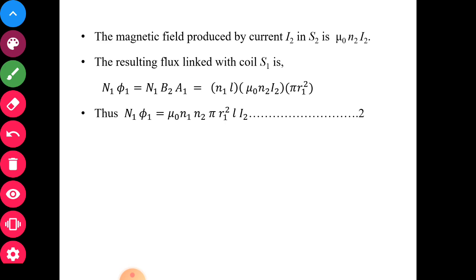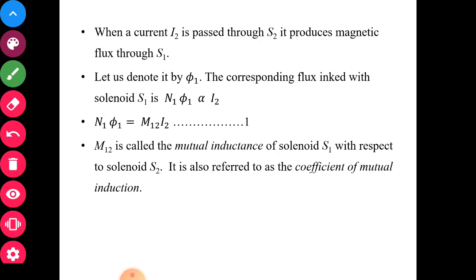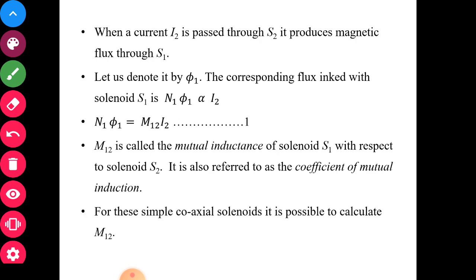Now N1 phi 1 can be written, arranged properly, as mu 0 N1 N2 pi R1 square L into I2. Now from the first equation which we had, N1 phi 1 is equal to M12 I2. What was our first equation? It was this, N1 phi 1 is equal to M12 I2.